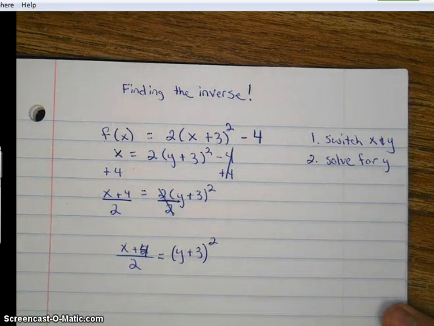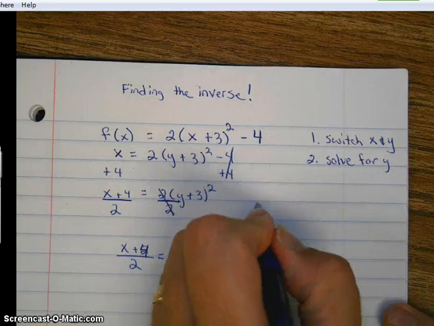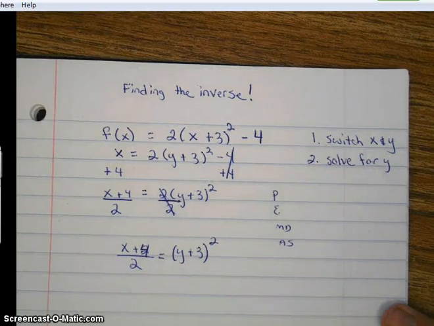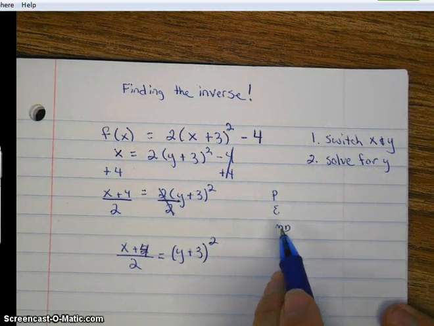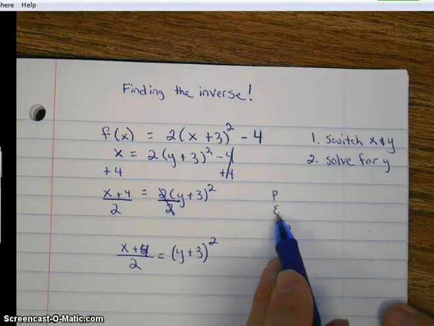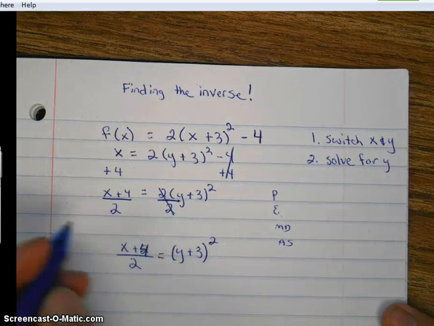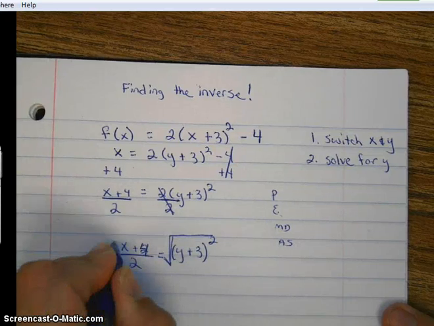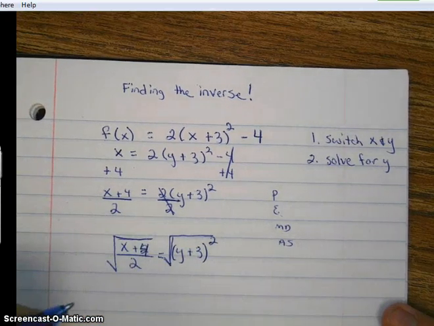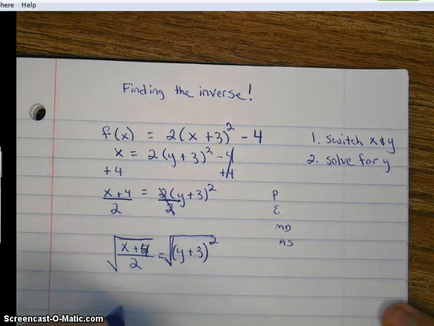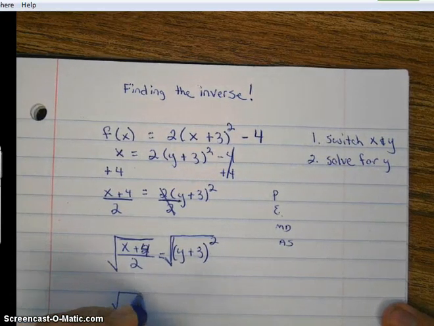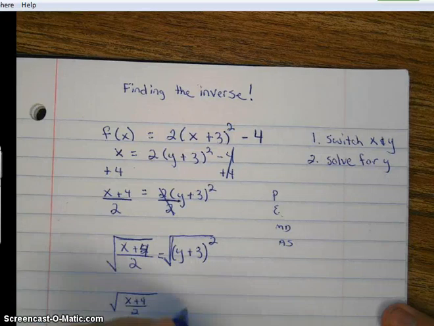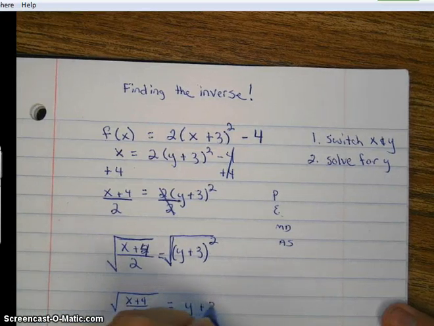All right, next thing we want to do, now as we're doing this, remember we're doing PEMDAS backwards. So we already undid adding and subtracting. Now we've undone multiplying. Next is exponent. So to undo square, we're going to square root. So we're square rooting both sides. Okay, so we have the square root of x plus 4 over 2 equals y plus 3.